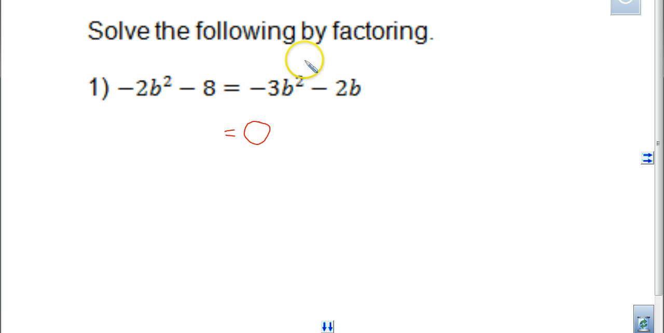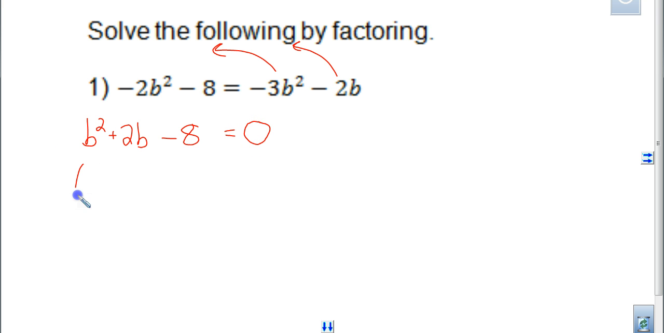So if I move these two terms over, I'd have to add 3b squared to this side, so negative 2b squared plus 3b squared, which leaves b squared. When I move the negative 2b over, I'd have to add 2b, so plus 2b. There's no term with a b on this side, and then I just have minus 8. Okay, so no other terms to move over. I've moved everything over to this side, and it's equal to 0. At this point, I can factor.